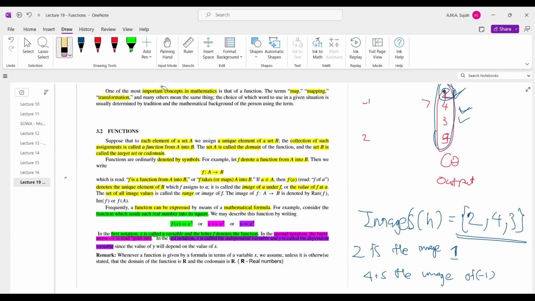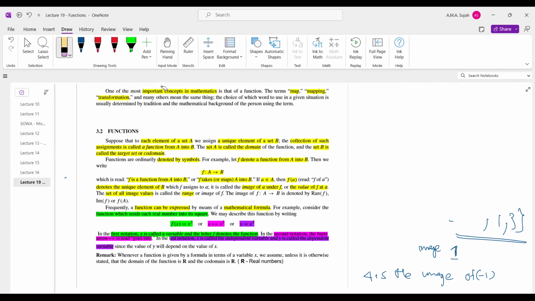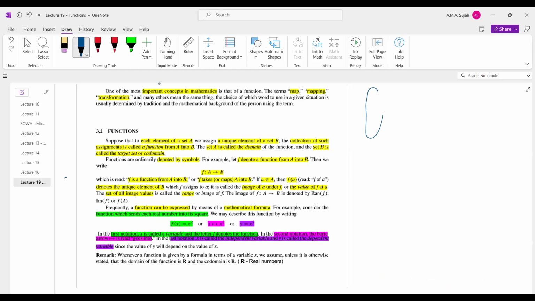Now I will move to some important things. First thing, if you draw a line or a graph, you need to find out whether it's a function or not. These are very important things. First of all, if I draw a diagram this way, you need to find out whether this one is a function or not. How can we find this out?